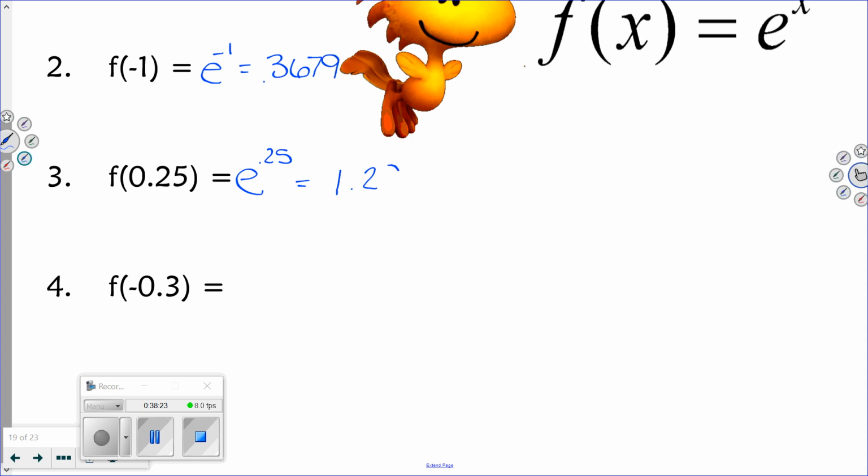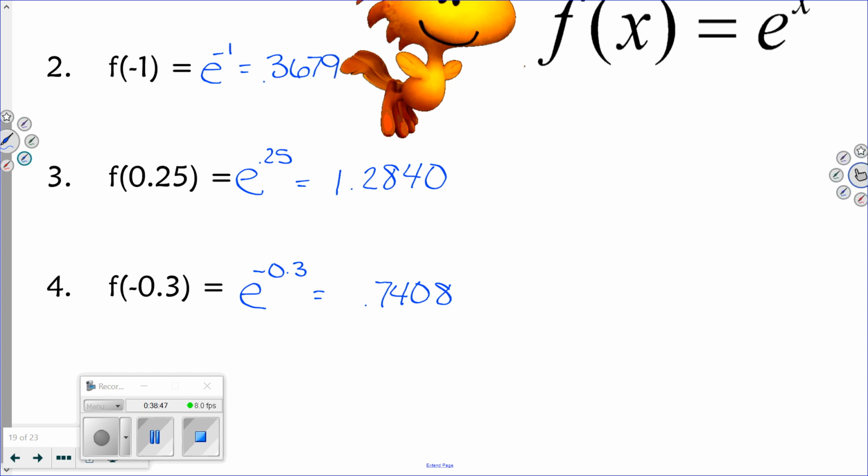It's 1.2840. And then e to the -0.3. You get 0.7408.